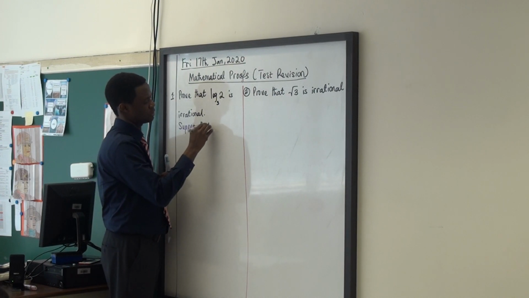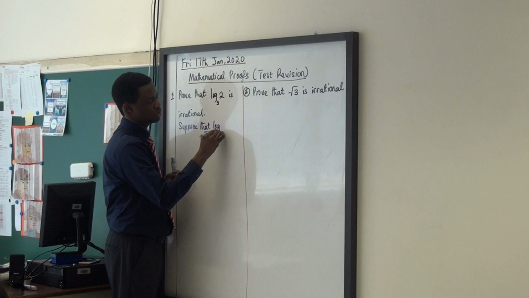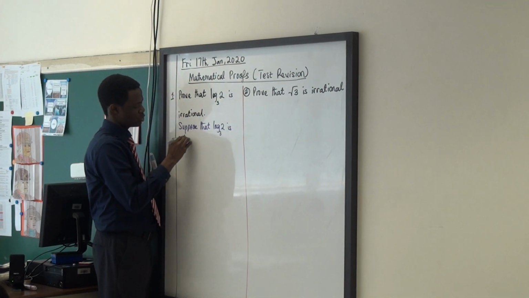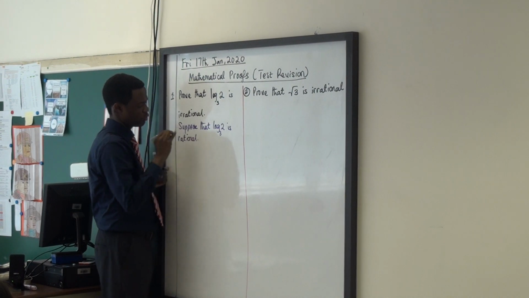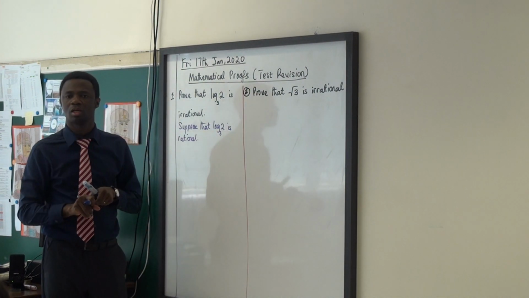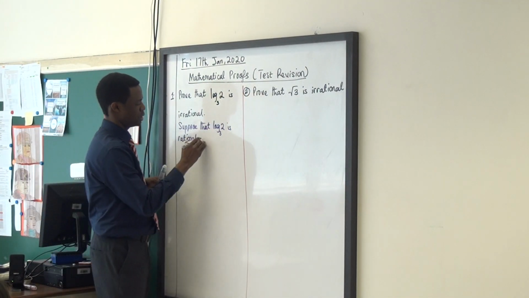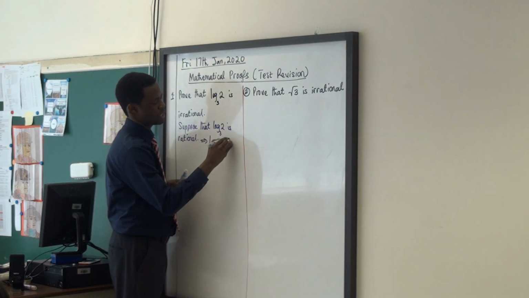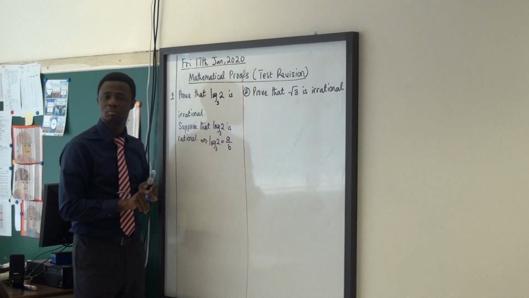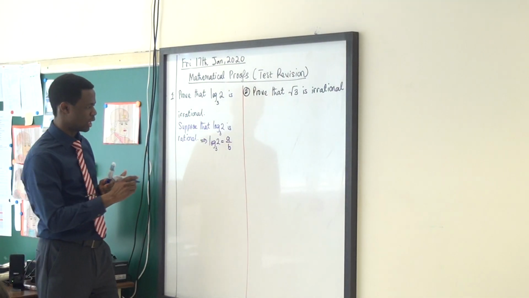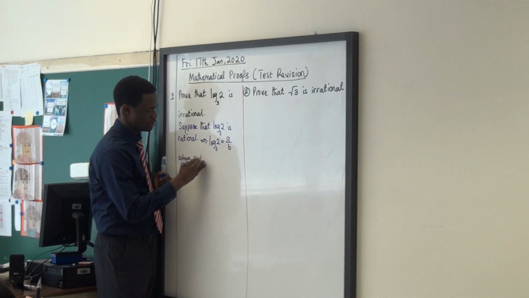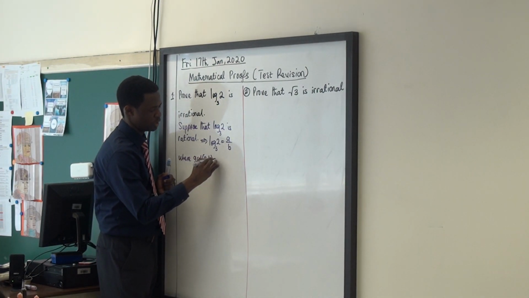Suppose that, on contrary now, this is rational. Because I won't tell anyone to stop writing, but if you get confused, then that's on you. Suppose that this is rational, it implies that we can write this as A over B. I'm going to introduce a notation now, where this is very important. GCD of A and B is 1.